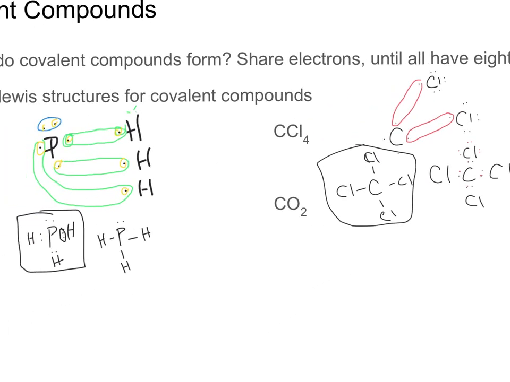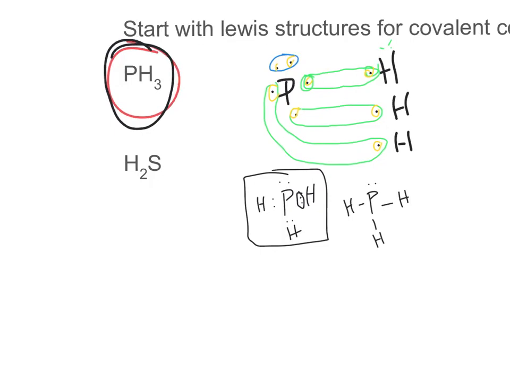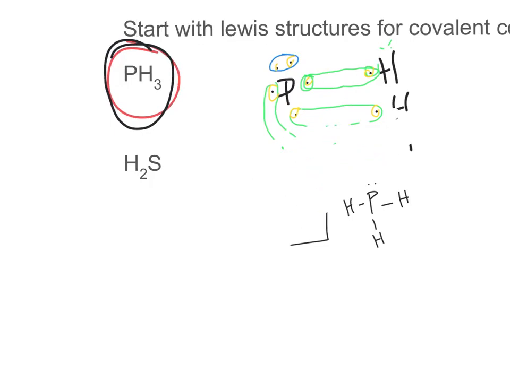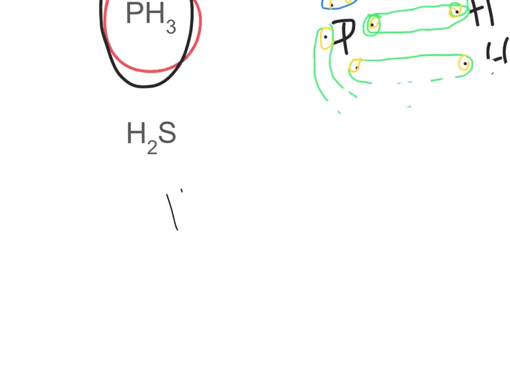And so let's go to another one, H2S. So we look at H2S. H has one valence electron. H has one valence electron. Whoops, that's a C, not even close to what we're trying to draw. We're looking for an S. 2, 3, 4, 5, 6.